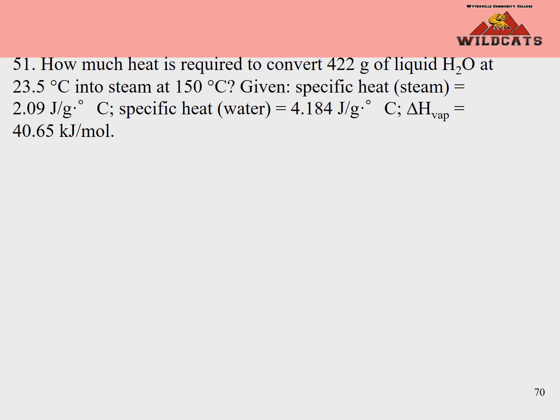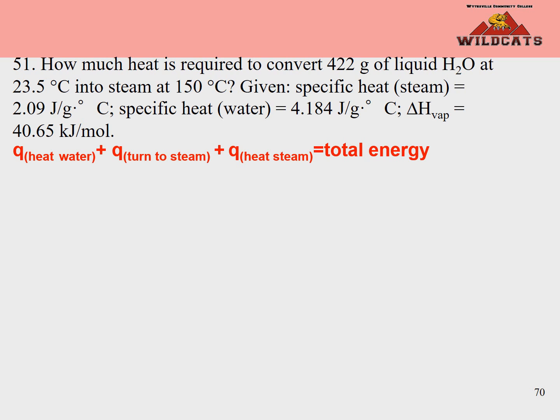How much heat is required to convert 4.22 grams of liquid H2O at 23.5 degrees Celsius into steam at 150 degrees Celsius? Well, this is more than just one step. If you remember our phase change diagram, at the top of your sheet, we're going to have to heat the water, turn it into steam, and then heat the steam to get the total energy. So basically, we're looking at that diagram. We're somewhere between B and C. Then we go from C to D, and then we go above D.